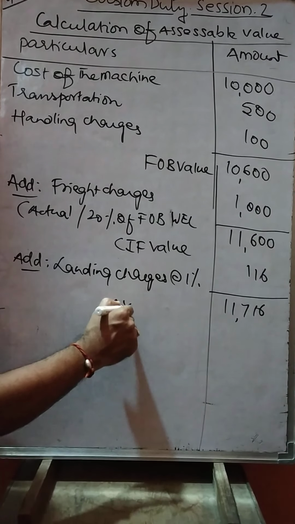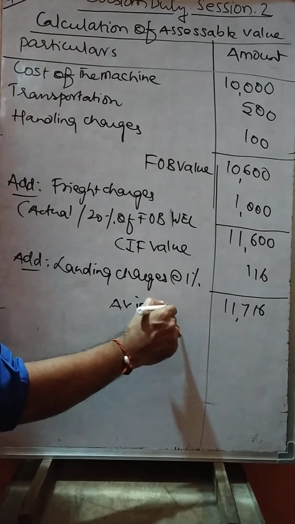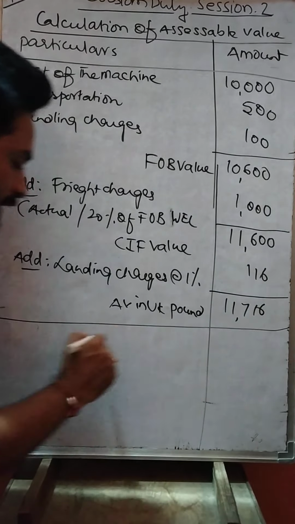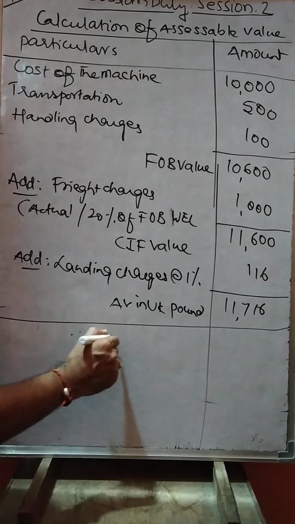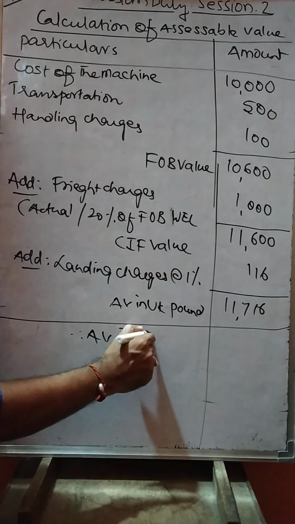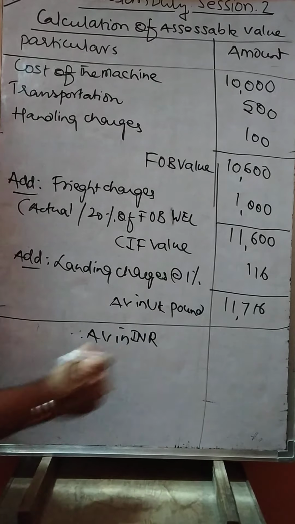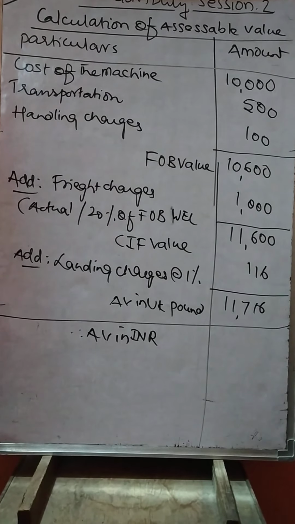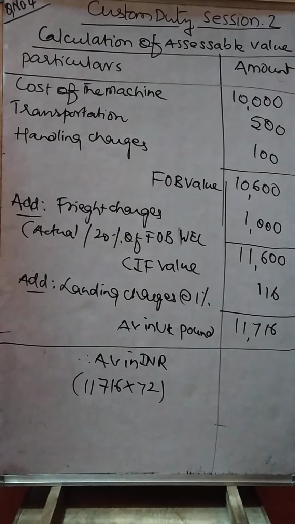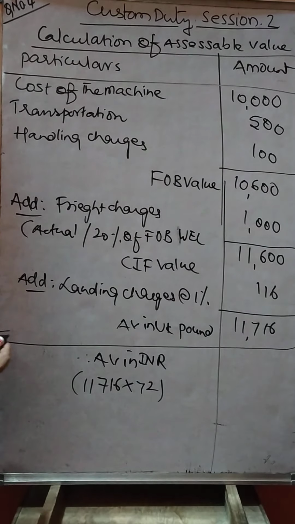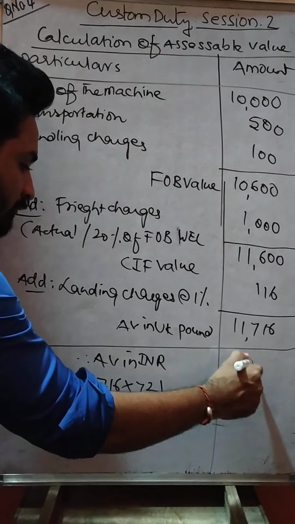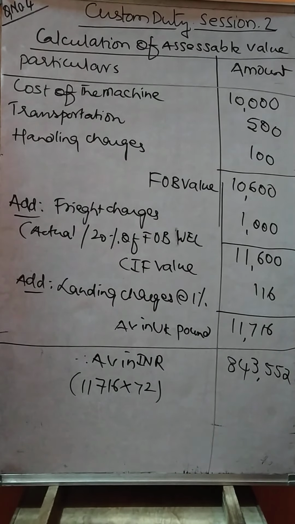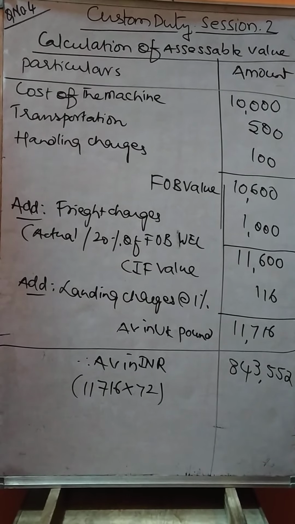Assessable value in UK pound, but we want the value in Indian rupees. 1 UK pound is given as 72 rupees. Let us calculate. That value finally comes to 8,43,552 rupees. That's it. This is the solution for question number 4.